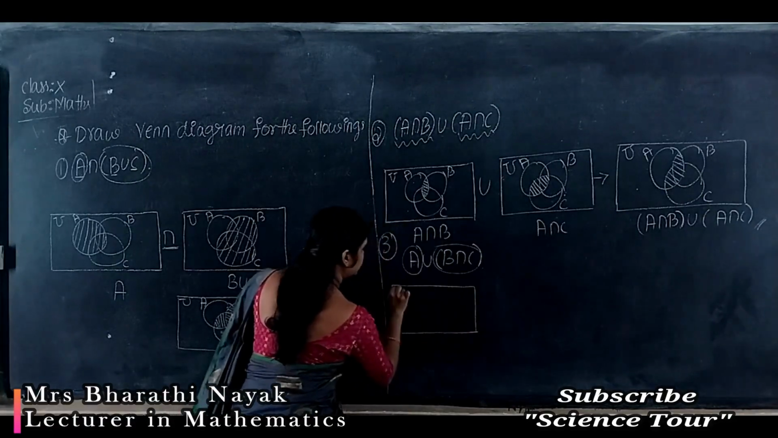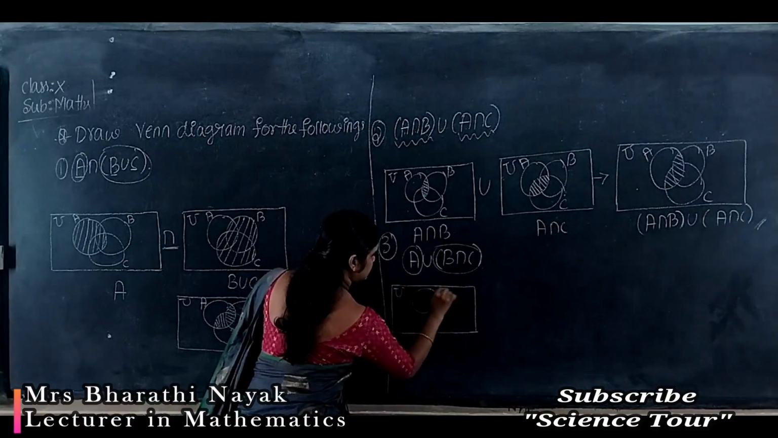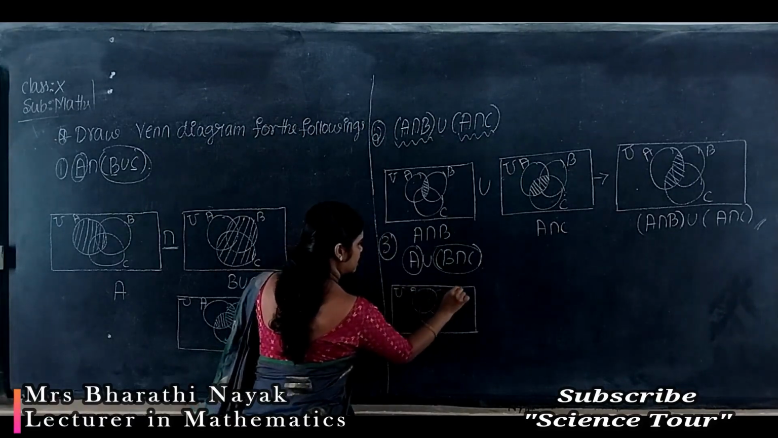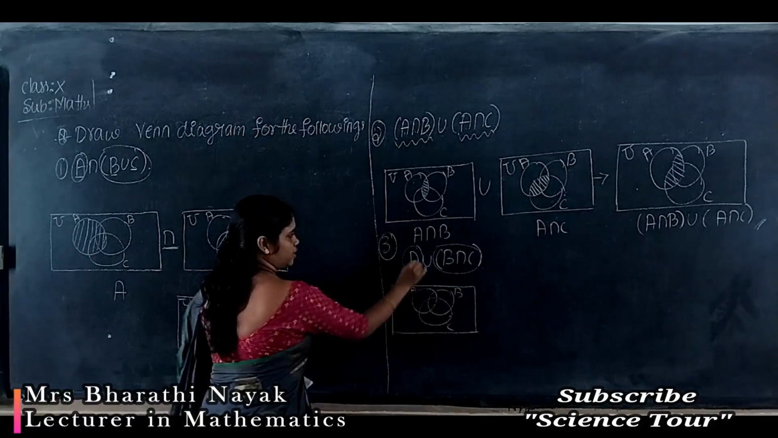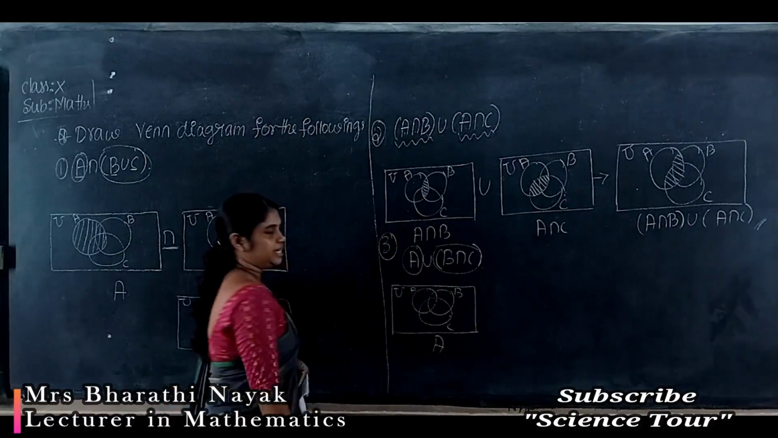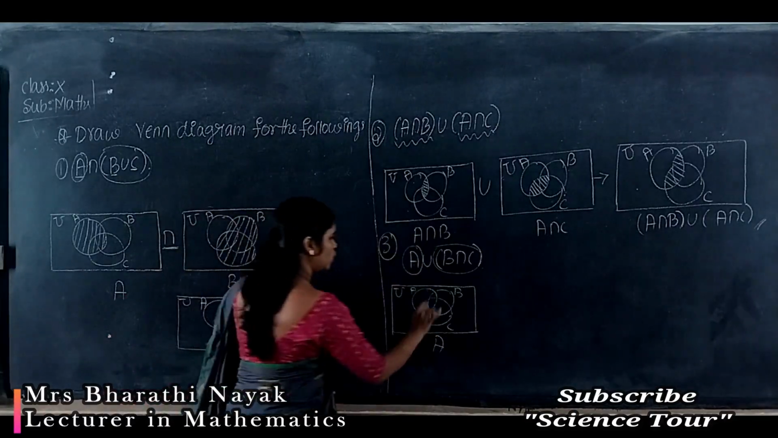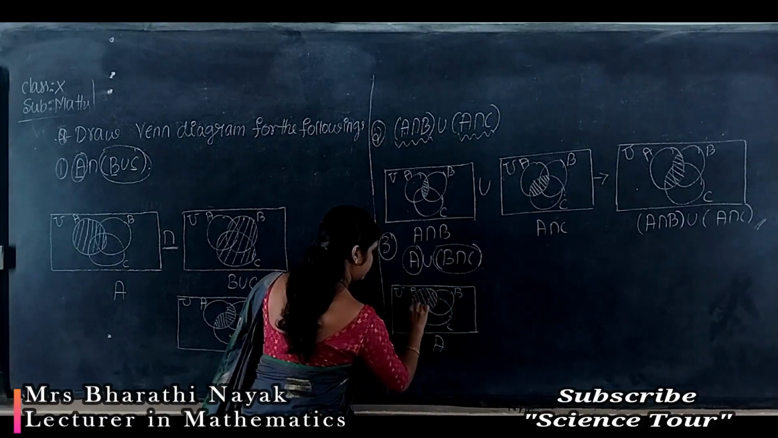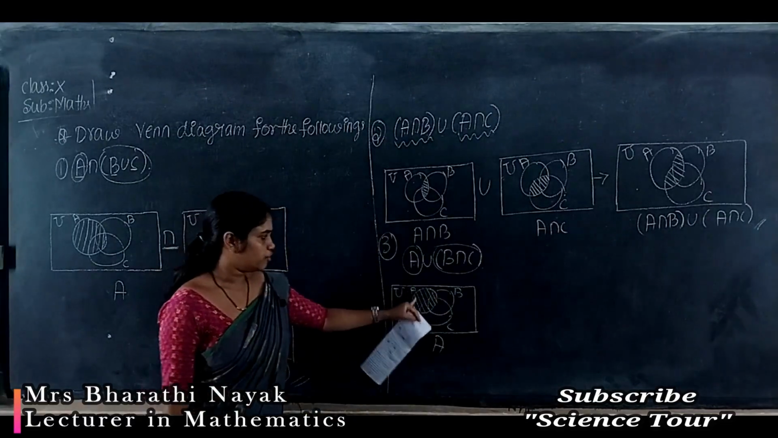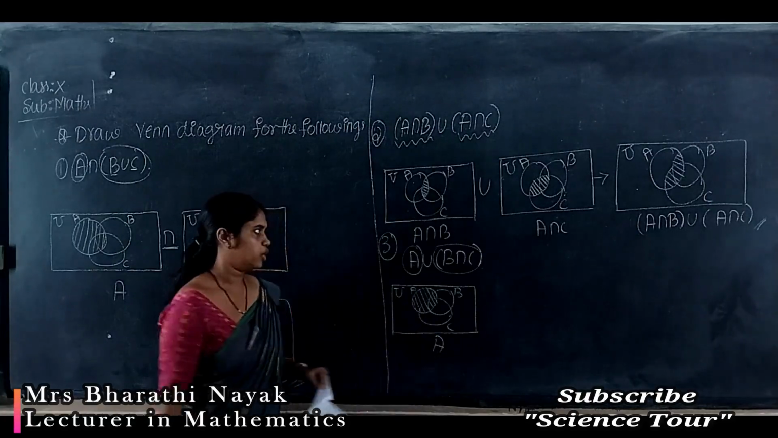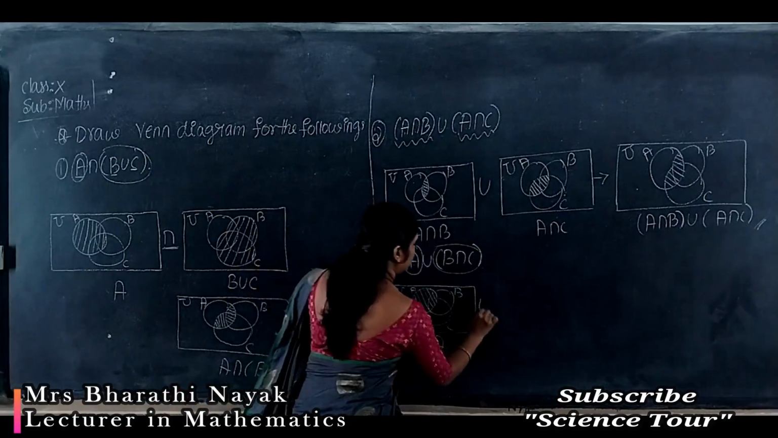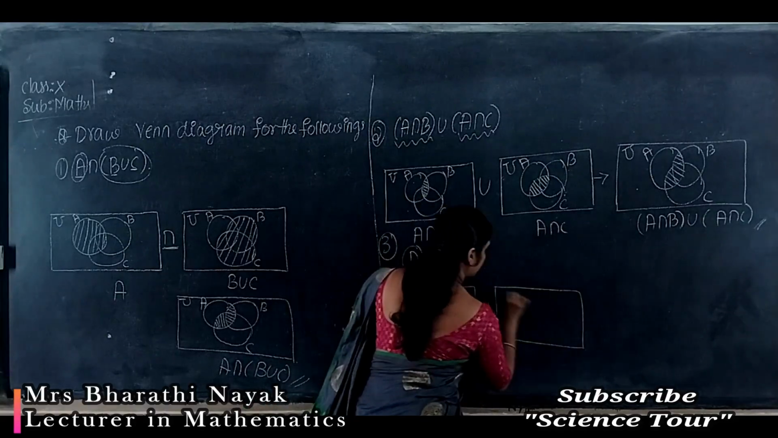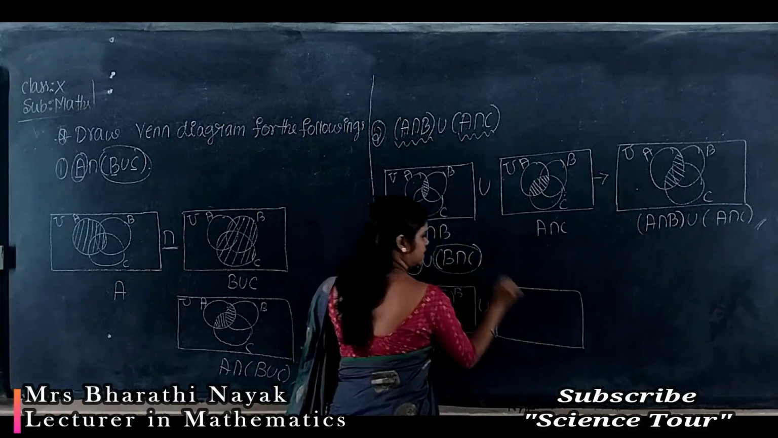So therefore here, first Venn diagram: this is the universal set, set A, set B and set C. This is A, this is B, this is C. First I'll denote A. A is nothing but shading only the set A. So what does it indicate? A. Next, union.